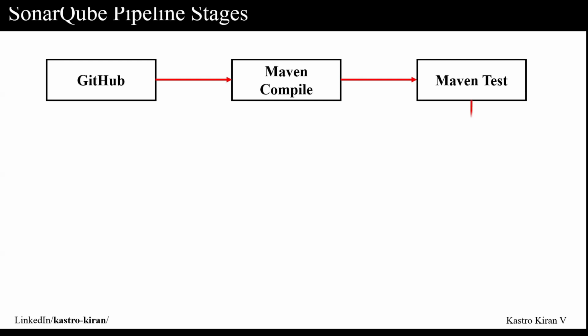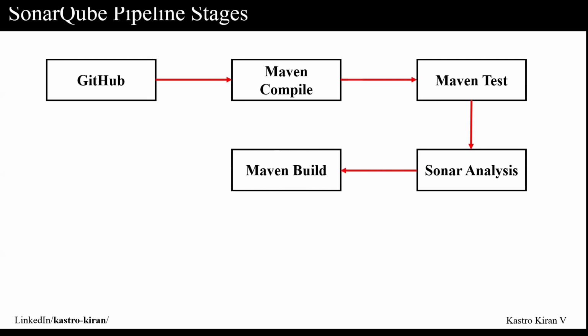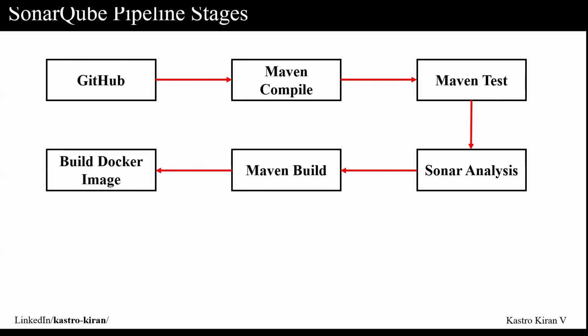So in order to do that, we are going to write the next stage, which is called sonar analysis. This is the stage which is important for this demo. Once SonarQube has performed the analysis, then we are going to use Maven build. Building the code is nothing but creating the jar file or war file. In order to build the code, we have a Maven goal, which is known as mvn package. By using mvn package, we are going to create the jar file or the war file based upon the type of application. Once we build the code, then we are going to build the Docker image.